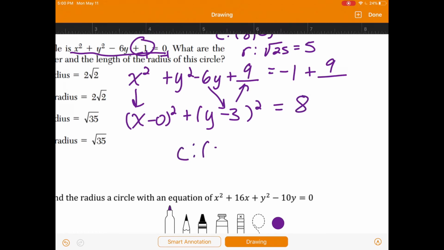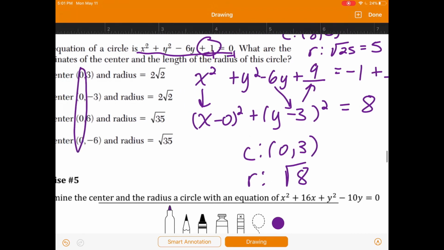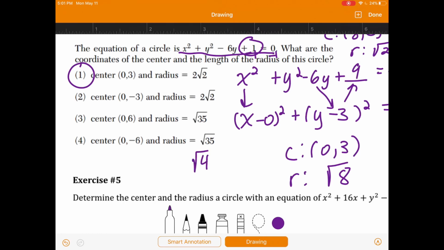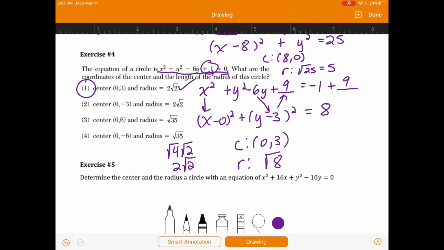So that means that our center is going to be 0, positive 3, and our radius is going to be the square root of 8. Okay, so if you take a look at this, our only option that has 0, 3 is choice 1. But if you wanted to double check, the square root of 8 can be split into the square root of 4 and the square root of 2, which is 2 square root 2. So this works as well.